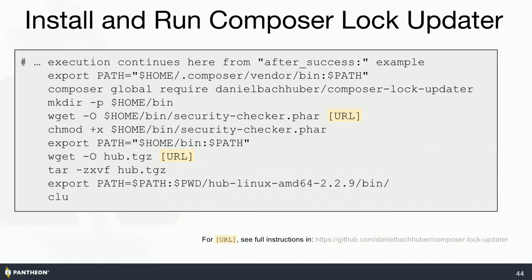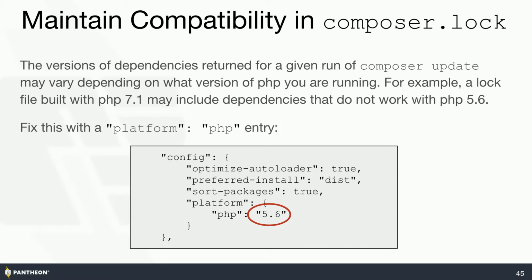So in this example, we're using Travis and there's no Docker container involved. So we install the composer lock updater tool every time, and we're also installing something called the security checker Phar and the hub tool, because these are tools that composer lock updater will use to get this all rolling.